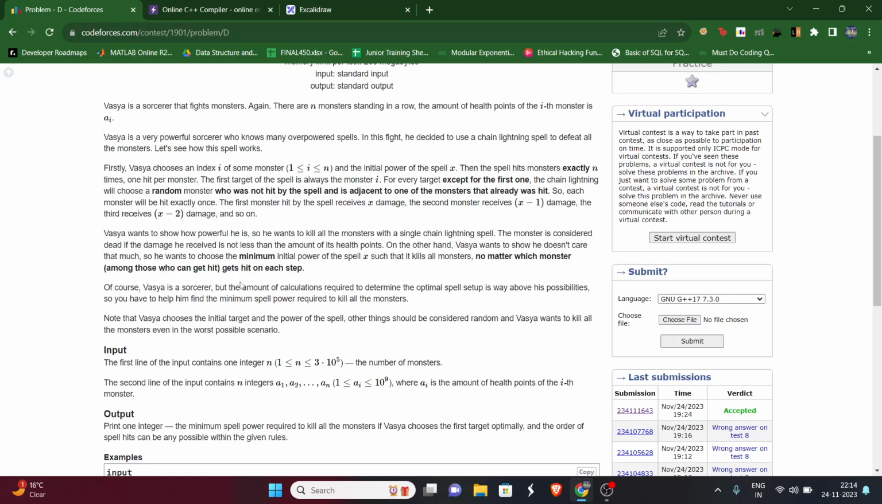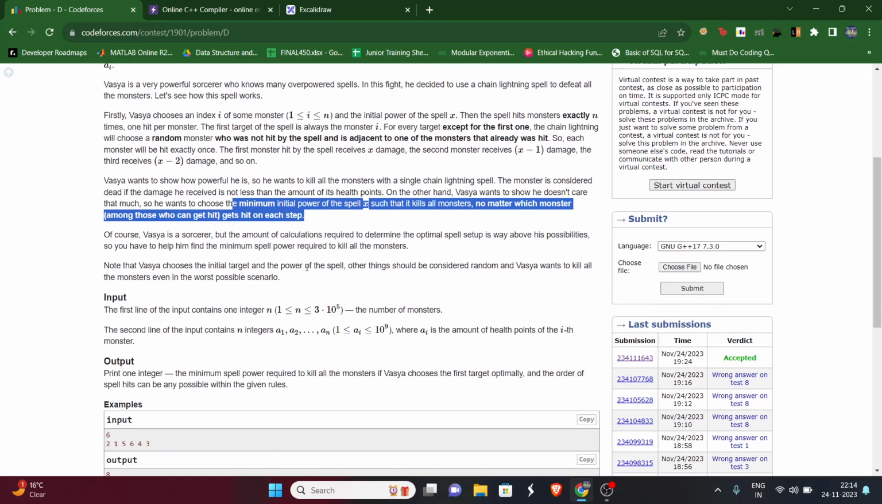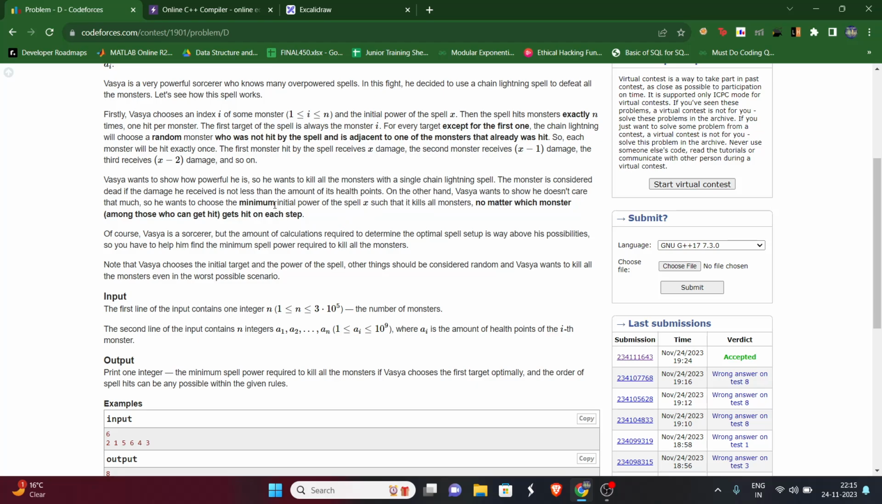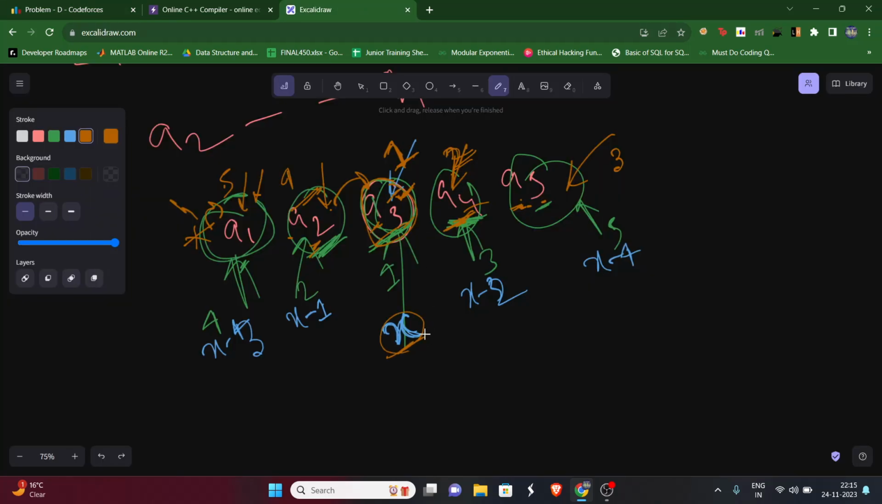And now what he wants is to kill all the monsters in such a way that he should pick the minimum value of X. So we know that he can attack a monster with power X, and the next monster that will be chosen will be hit with power X minus 1.